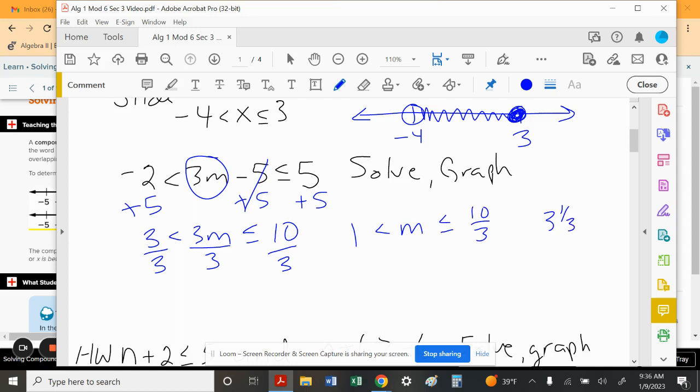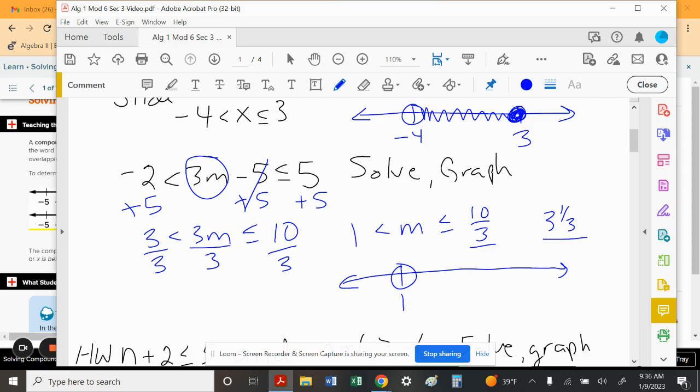I don't like to rewrite it that way necessarily, but I leave it that way so that I can see how to graph it. It makes it a little easier to graph it if it is this type of number than this one. Okay, so I have 1 on the left end. Notice it doesn't have an equal sign, so I put an open circle.